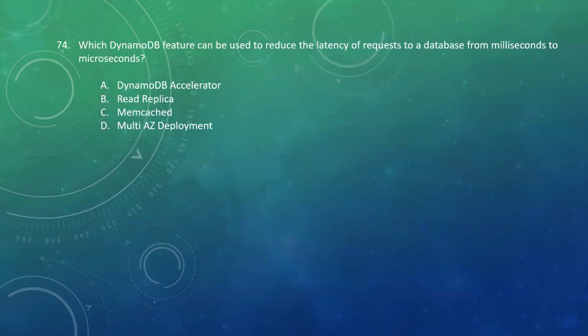Moving on to question 74. Which DynamoDB feature can be used to reduce the latency of requests to a database from milliseconds to microseconds? Your options are DynamoDB Accelerator, Read Replica, Memcache, Multi-AZ deployment.